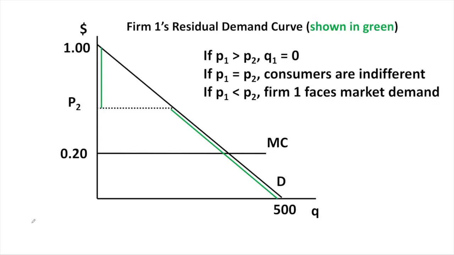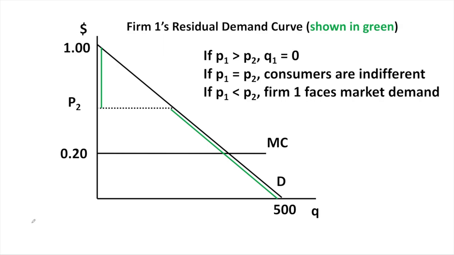In a duopoly model, the relevant demand curve is actually the residual demand curve, which is market demand minus the supply of the other firm. So in this figure, we show firm 1's residual demand curve in green, and we also show the price that's selected by the second firm, which is P2. If firm 1 has a higher price than the price set by firm 2, then it sells 0. And that's because consumers want to purchase the good at the lowest price possible.